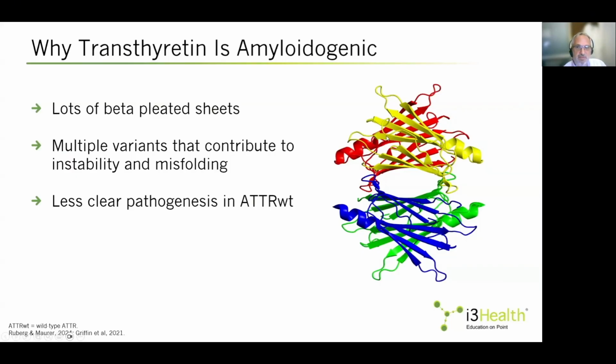Well, as you can see, each segment of the protein, each monomer, has a lot of beta-pleated sheets, these running back and forth that allow the protein to, if you will, stack on each other once it dissociates into monomers. As I mentioned, there are multiple variants that can contribute to instability, and the pathogenesis in variant disease is related to instability in the protein from the variants, but it's not entirely clear why wild-type disease occurs. That's not as well worked out.